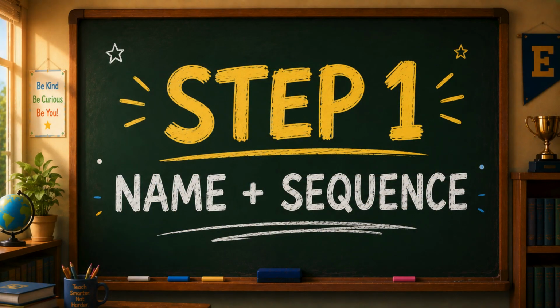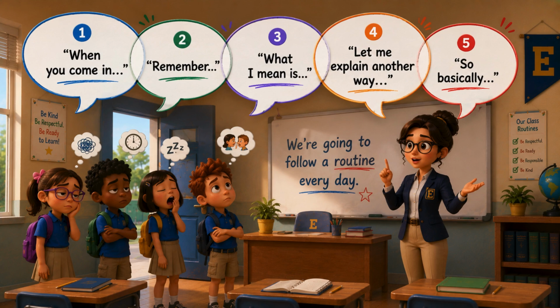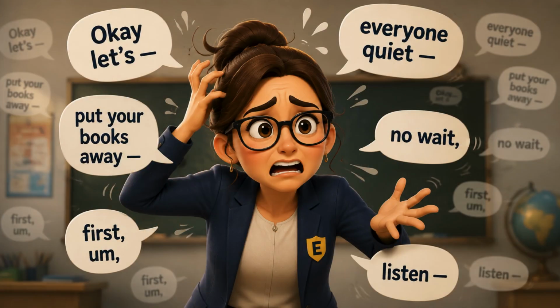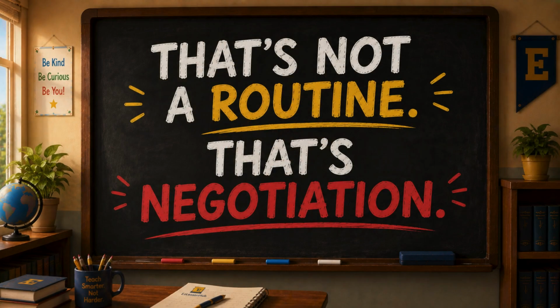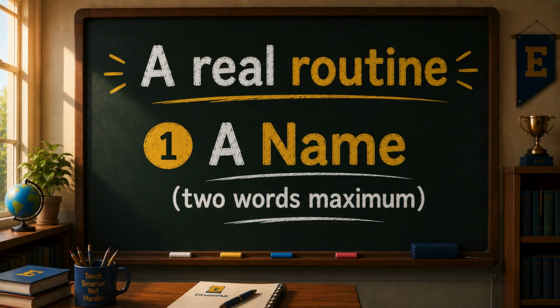Step 1, name it. Sequence it. Here's the mistake. Teachers try to install a routine by describing it in 5 different ways every time. Okay, everyone quiet? Put your books away? No, wait. First, listen. That's not a routine. That's negotiation.